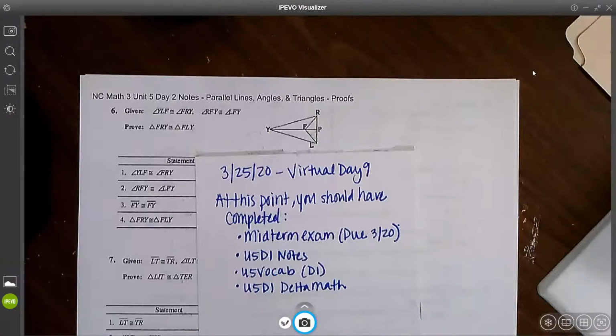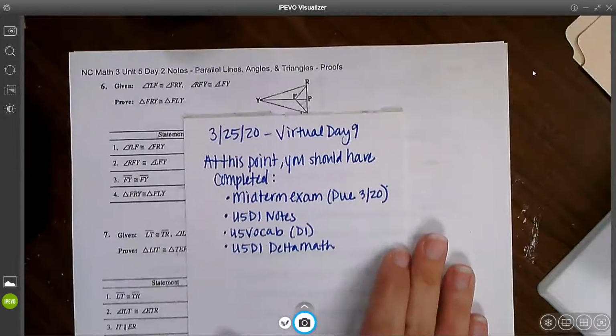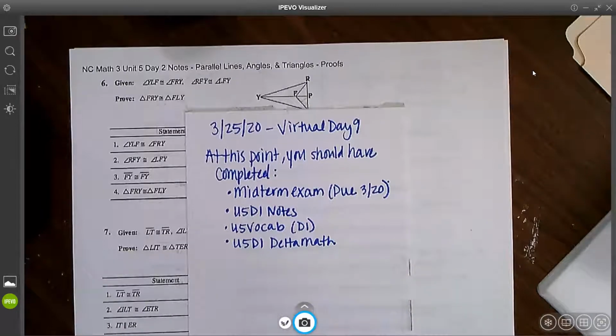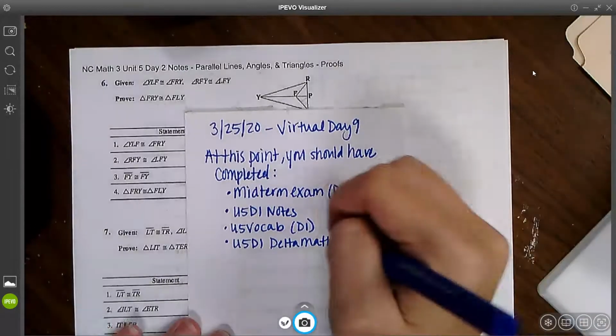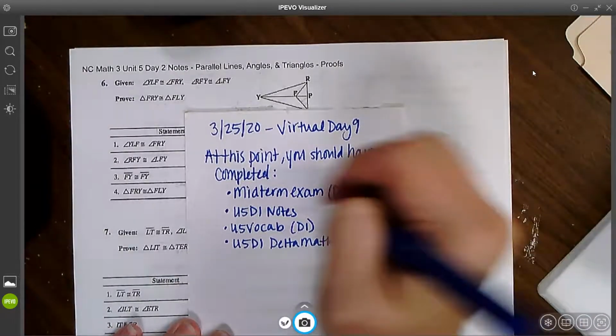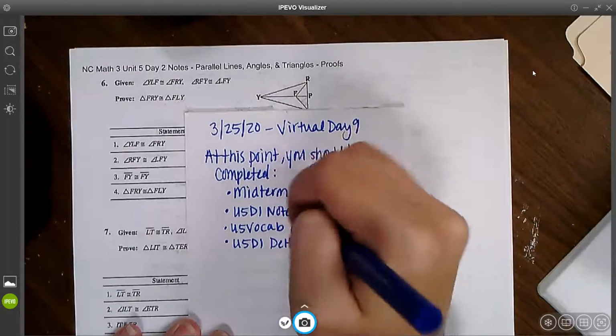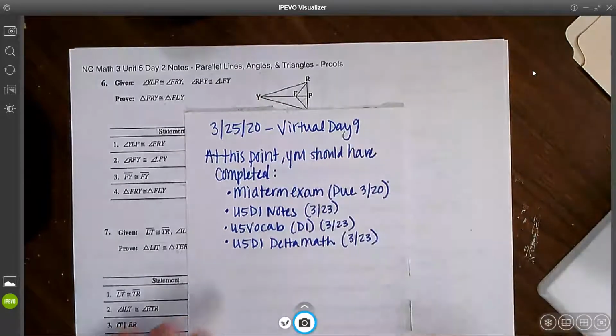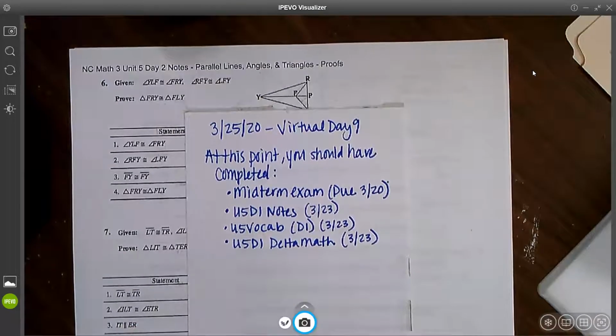So now, what you should have done at this point, you should have completed your midterm exam, Unit 5 Day 1 notes, Unit 5 vocab, and Unit 5 Day 1 Delta Math. This was from 323. So please make sure that you've got everything done and you're caught up as much as possible. I'm doing my best to stretch this out for you guys so you don't have too much to do on one given day. But please know that you have got to stay on top of this. It's going to be really hard to catch you up when we get back if you've not been on top of everything you're supposed to be doing.